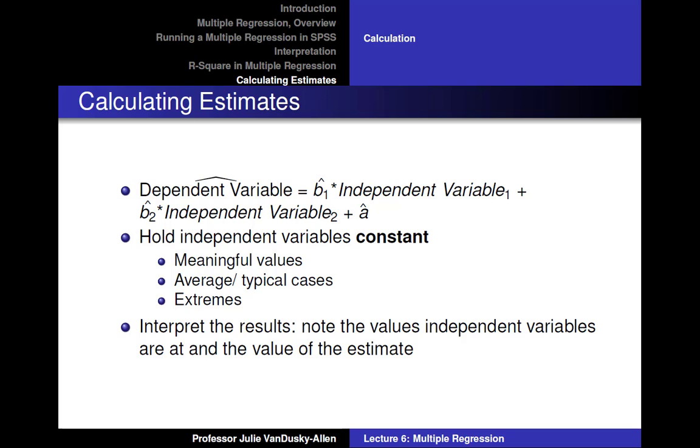For example, often we want to know what the estimate of the dependent variable is when all the independent variables are at their means. So we calculate the means of the independent variables and insert them into the equation. We could also make estimates for when the independent variables are at their minimums or at their maximums. However, we should never make estimates for values of the independent variable that are outside the bounds of the data we have for our variables. So for example, if the maximum value for our independent variable was 10, we would not make estimates for when our variable had a value of 11. After you make the estimates, you interpret the results. To do so, you would note the values of the independent variables and the value of the estimate.